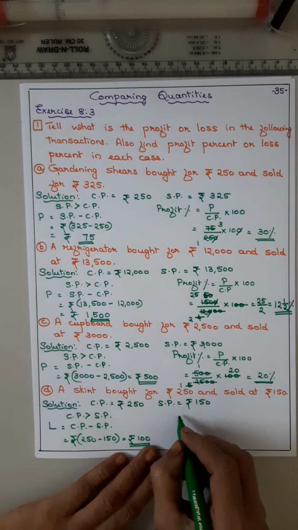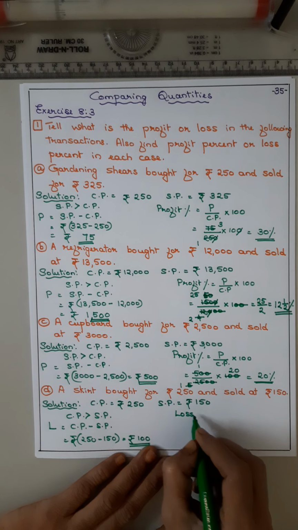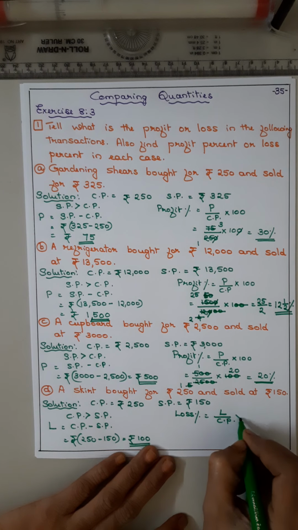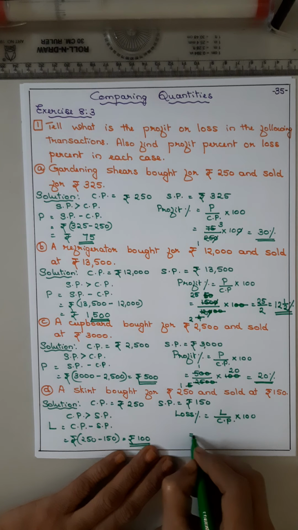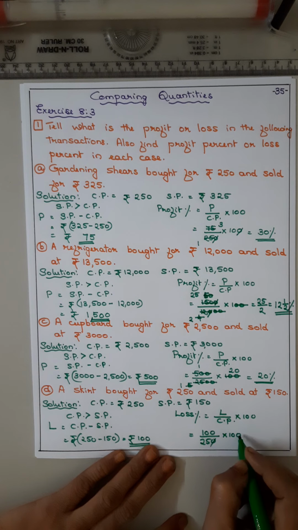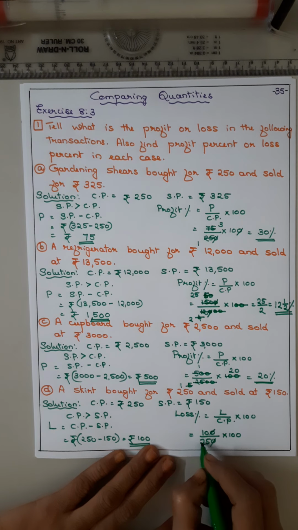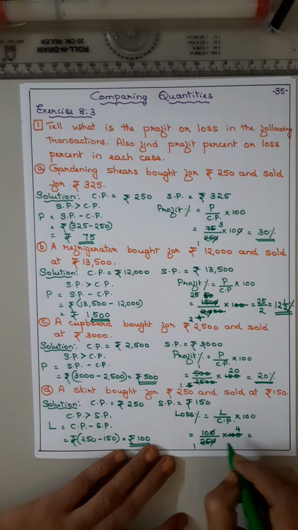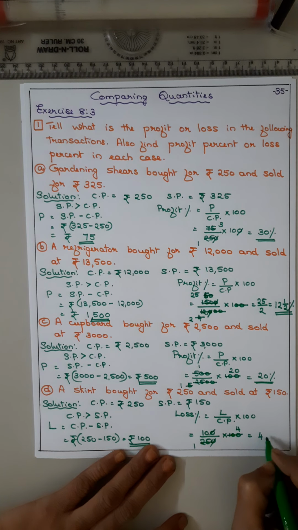Now find out loss percent, which is equal to loss upon CP into 100. Loss is 100. CP is 250 into 100. 10 cut. 25 1s are 25, 25 4s are 100, so 10 4s are 40%.